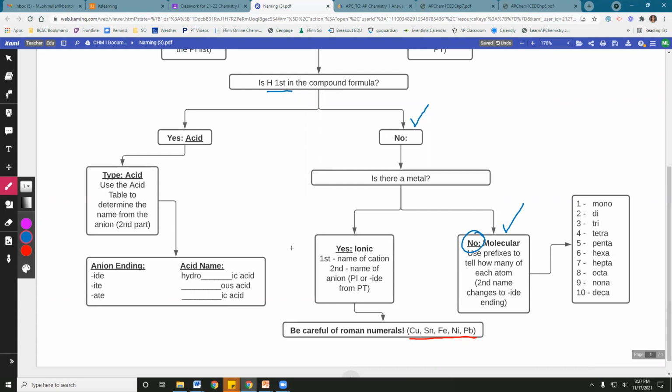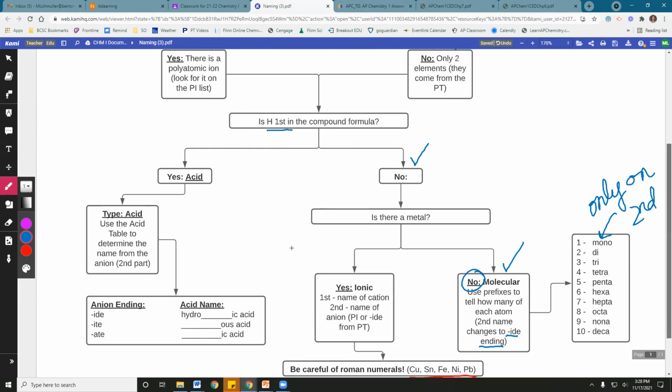And since it's molecular, we use the prefixes to tell how many of each atom. There's no crossing, there's no charges. It's just number one, number two. Second one changes to IDE ending because it's from the periodic table. And then one other thing, remember that we only use mono on the second. So if you want to write that down on your paper, you're welcome to do that. That you only use the mono on the second. All the rest of them, you would use it on the first, but mono gets only used on the second.